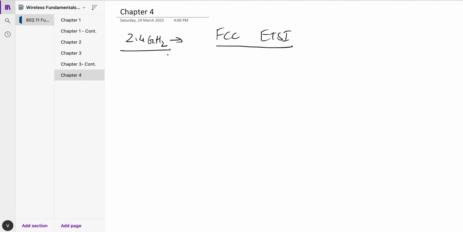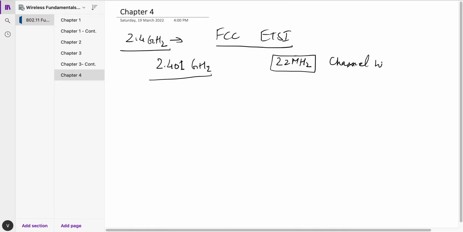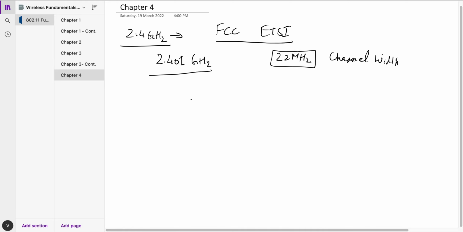Now, in 2.4 gigahertz spectrum, the starting frequency is 2.401 gigahertz. Okay, each channel in 2.4 gigahertz has a channel width of 22 megahertz. This is the channel width. So we'll start making the channels now.